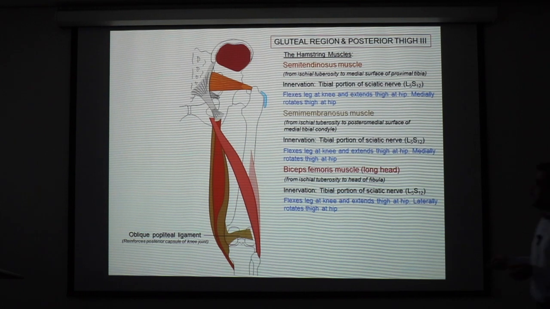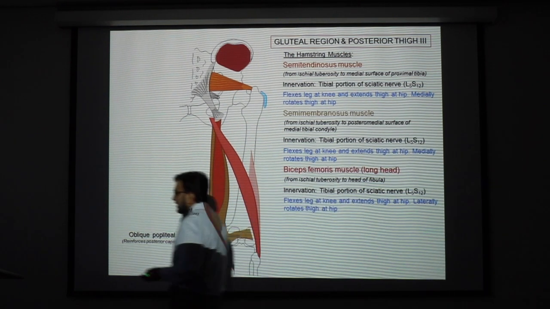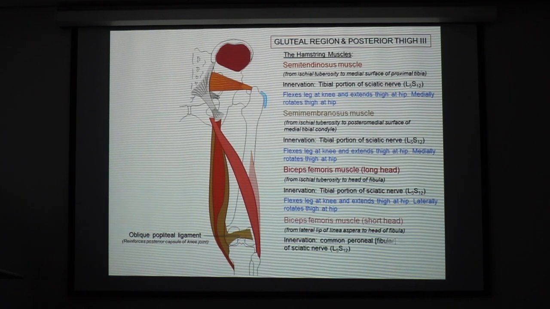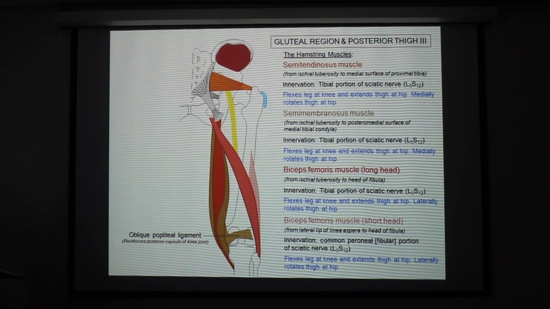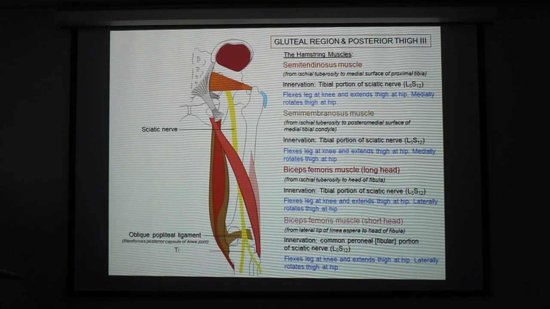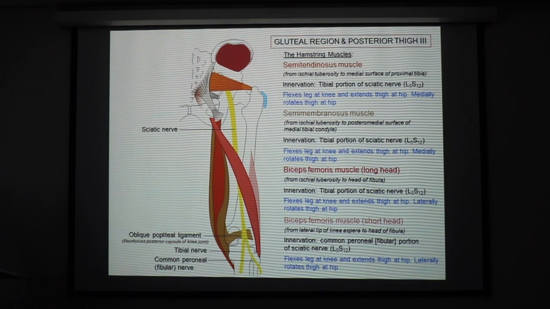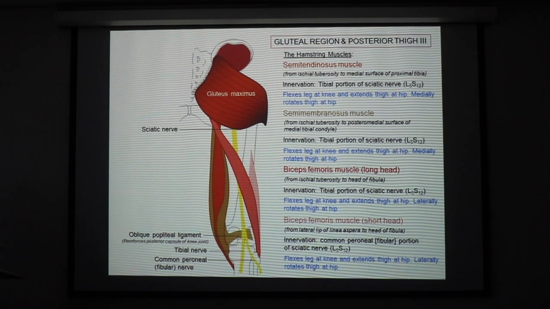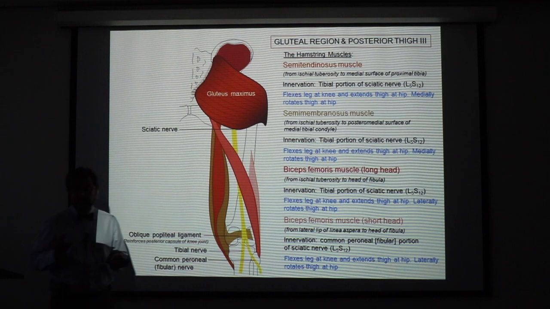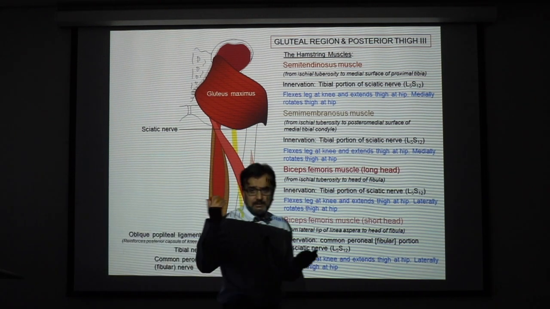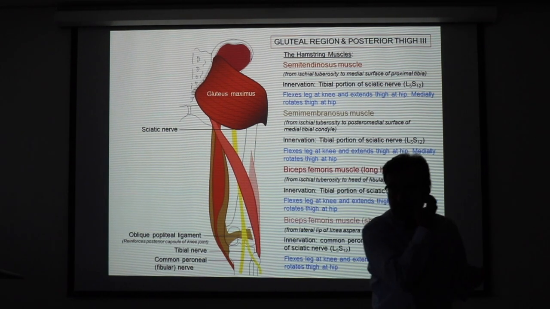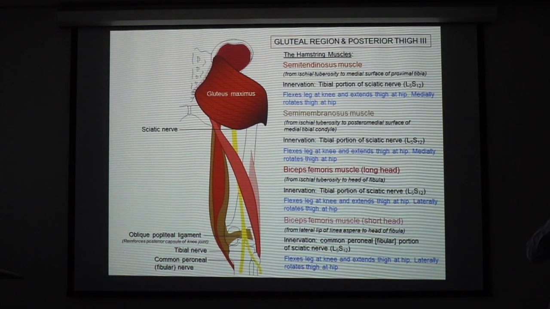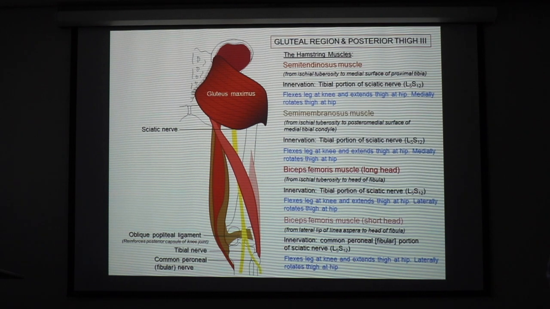Okay. Next one is the adductor magnus, which is also part of the hamstring muscles. We have talked about it in the adductor compartment, so we are not going to go again on the adductor magnus muscle. But the other thing which you need to understand is this.